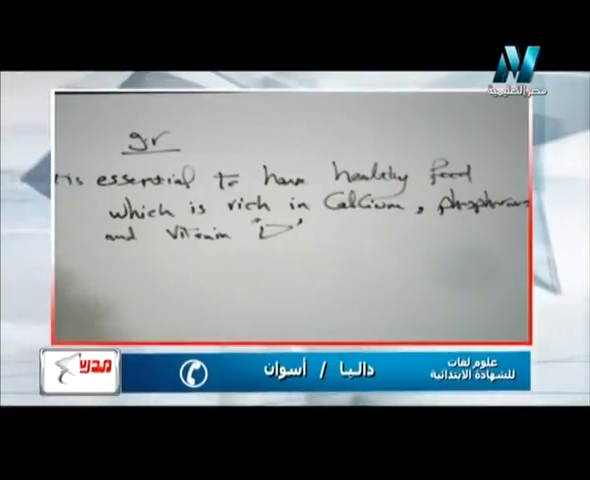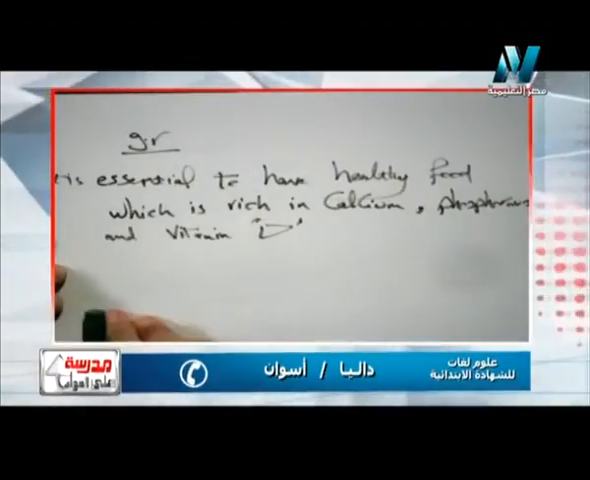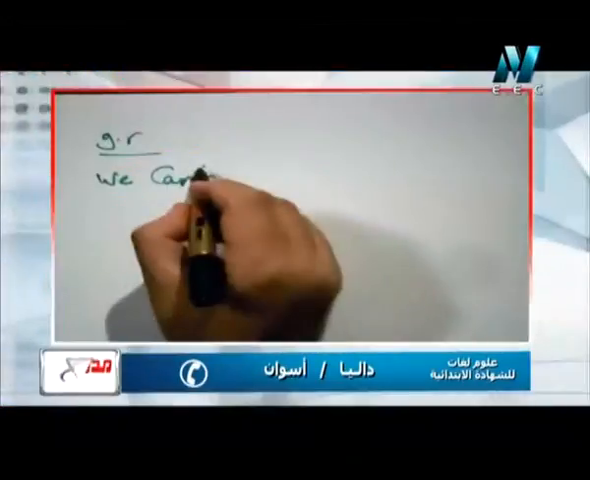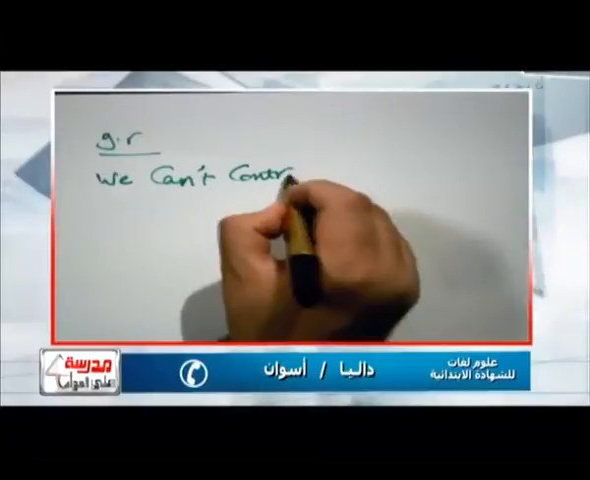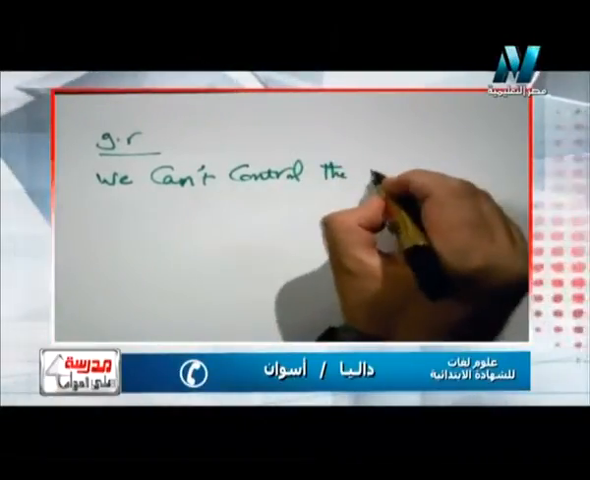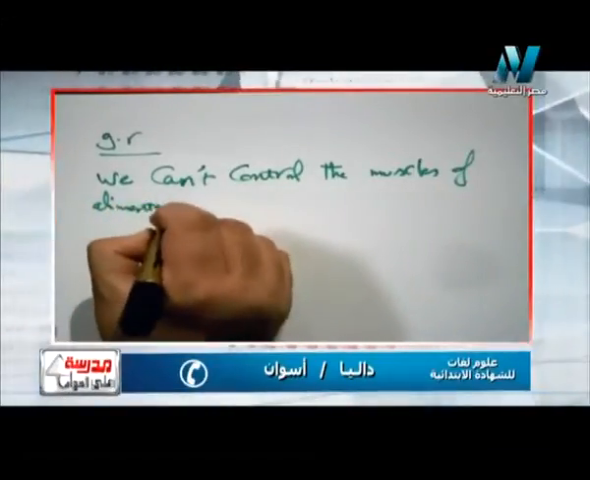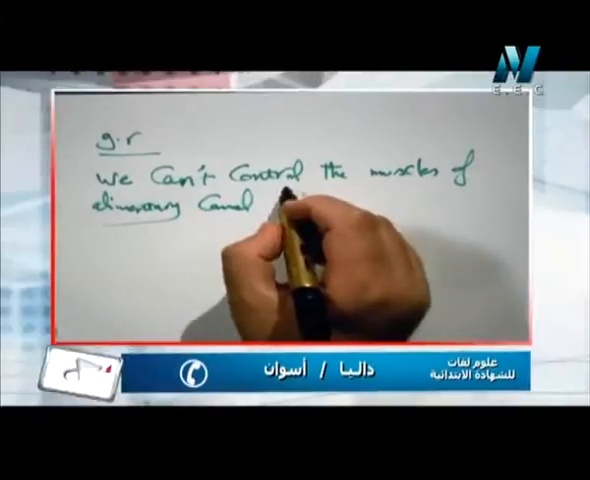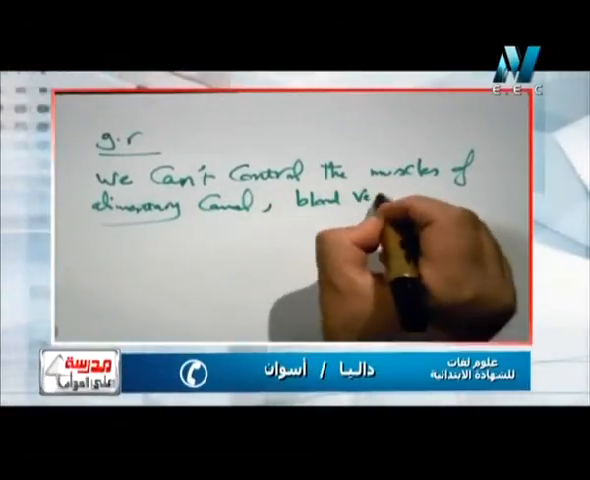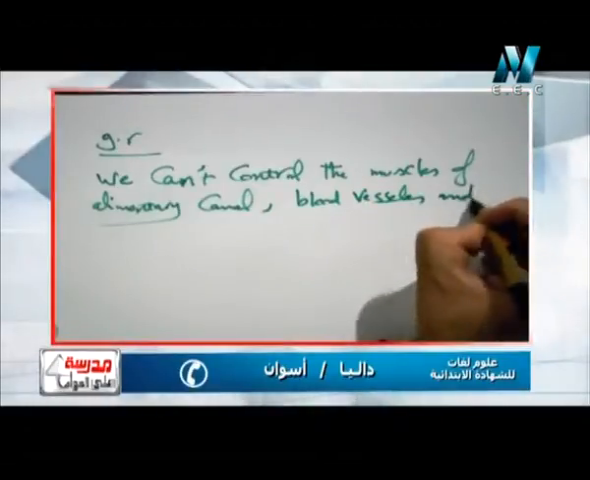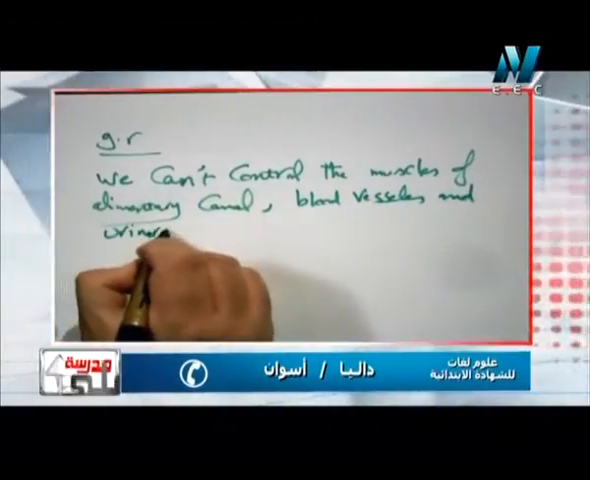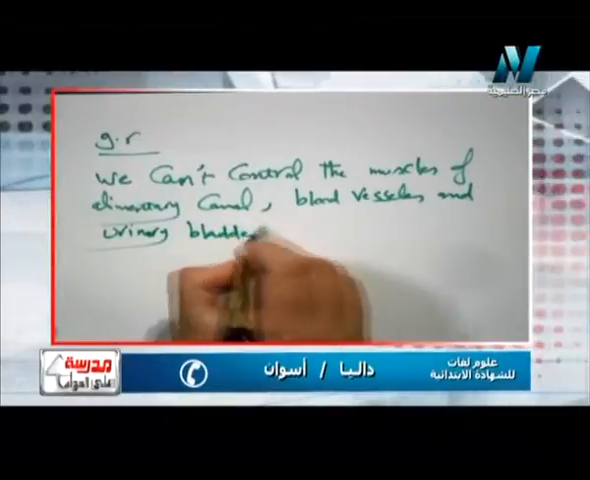Another give reason question: we can't control the muscles of the alimentary canal, blood vessels, and urinary bladder. Okay, another question, Dahlia? No.